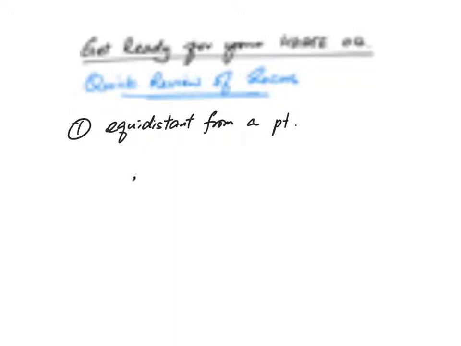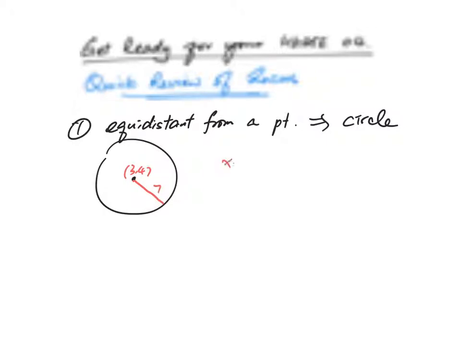So it is talking about a point, equidistance, so that's why you have a circle. So this one goes to a circle. For example, if you have a point (3, 4) and you have an equidistance of 7, then it generates a circle, which has the formula (x − 3)² + (y − 4)² = 7², which is 49.